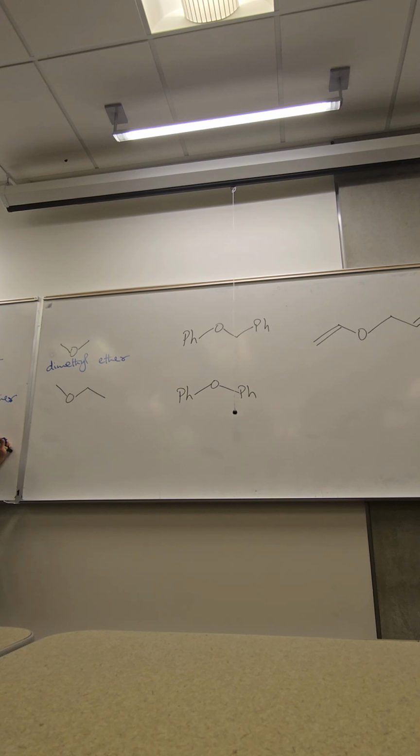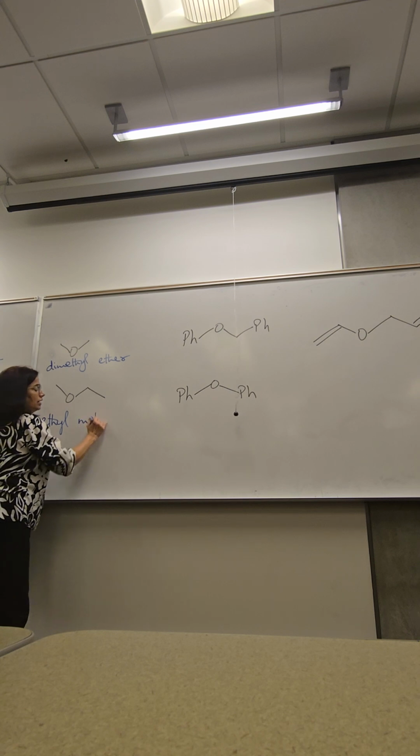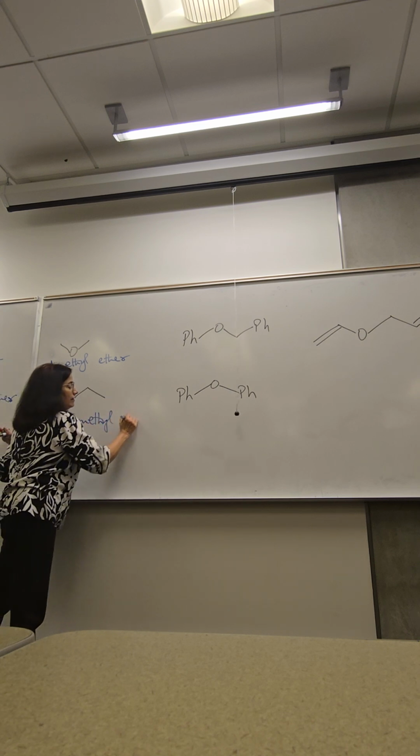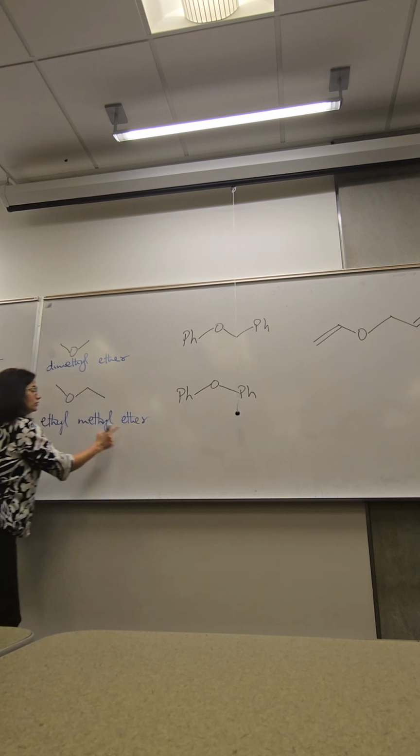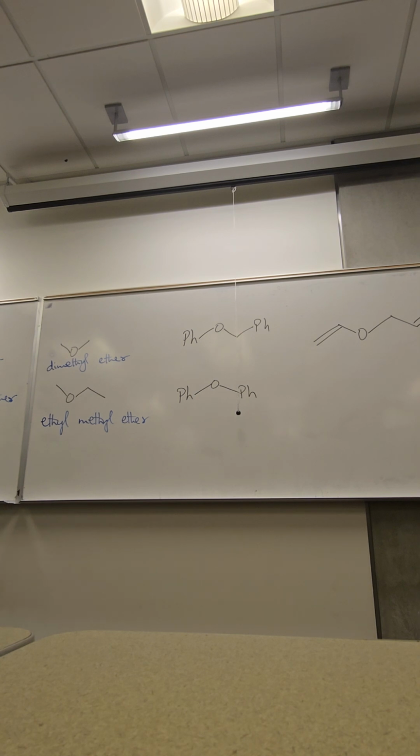Methylpropyl ether. No. That's an ethyl group. Oh, methyl. That's a methyl group. But what comes first alphabetically? Ethyl methyl ether. So in alphabetical order, ethyl comes first, then comes the word methyl, and then comes the word ether. Please note there are three separate words.